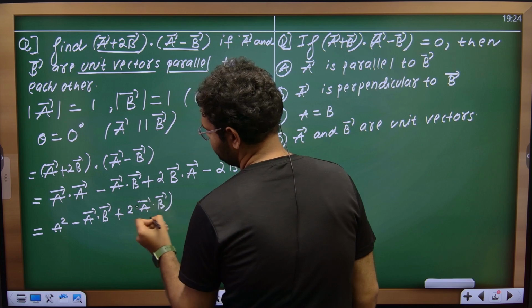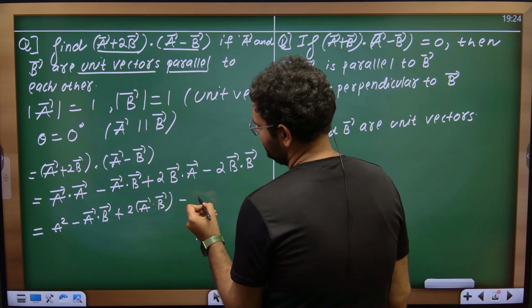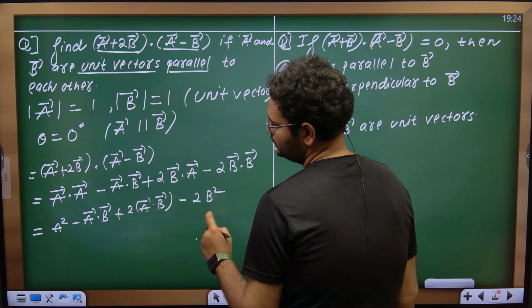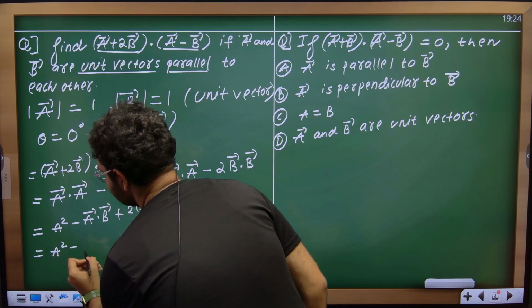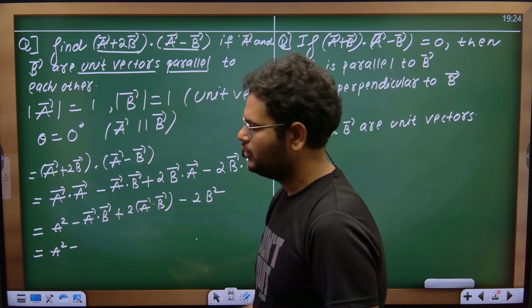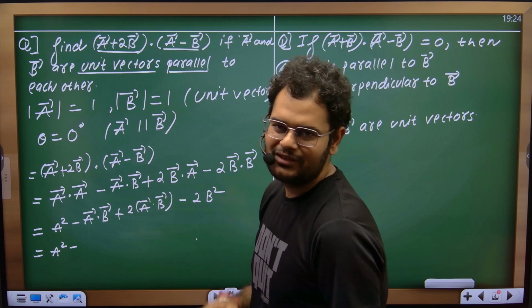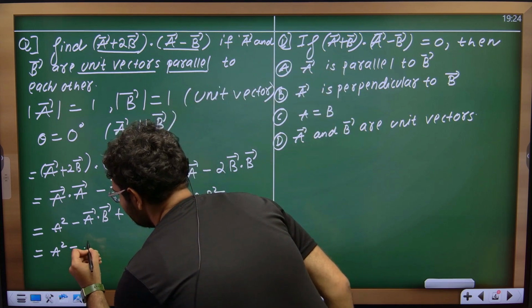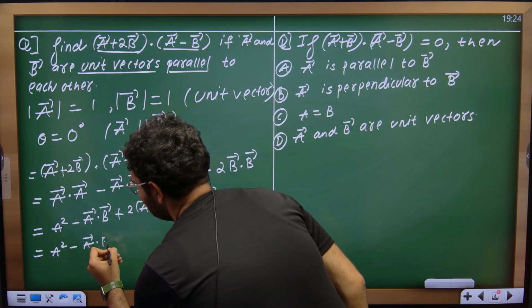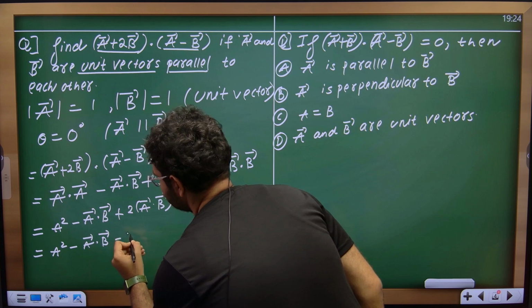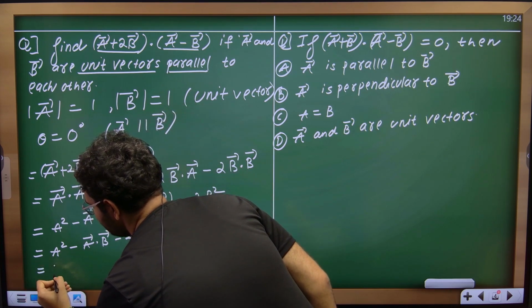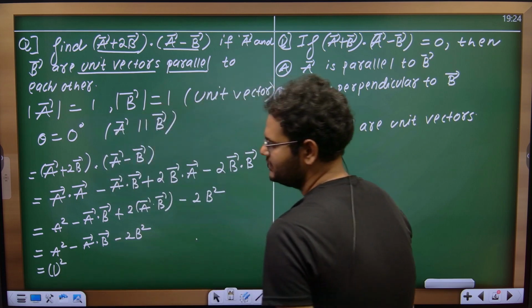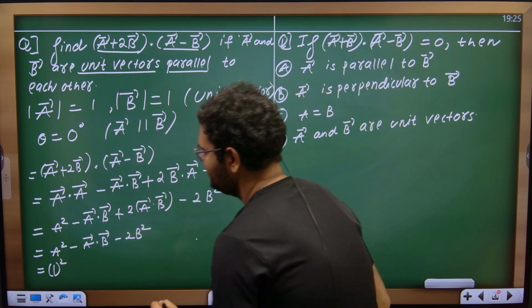Very good. So what is this? Minus 2b square. Now expand everything. So a square minus 2ab plus ab. 2a dot b minus a dot b will be a dot b simply. So a dot b minus 2b square. Now I will directly write a square is simply 1 square. Is it 1 square? Yes, sir, because it is a unit vector.